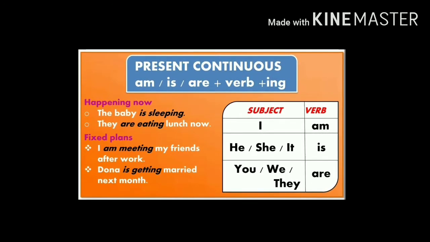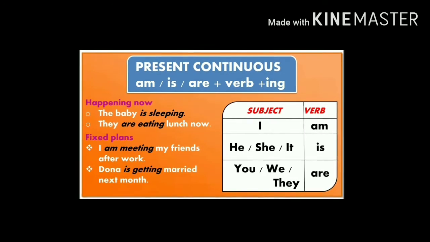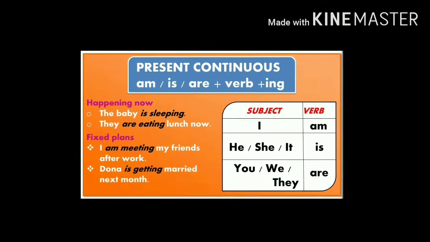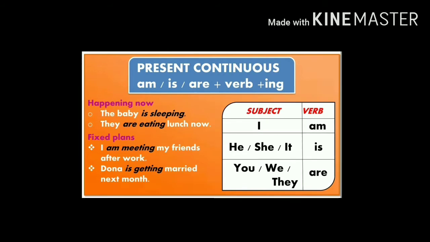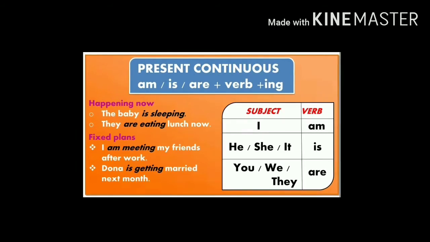For the singular person, they used is, and for the plural person, they used are, and for the first person I, they used am as a verb.